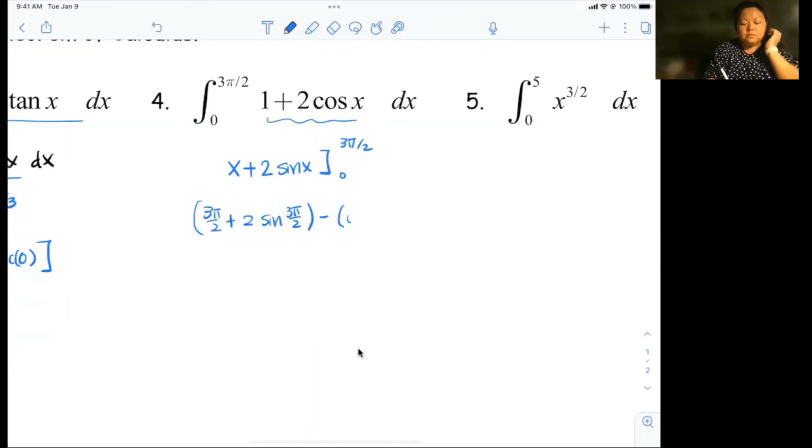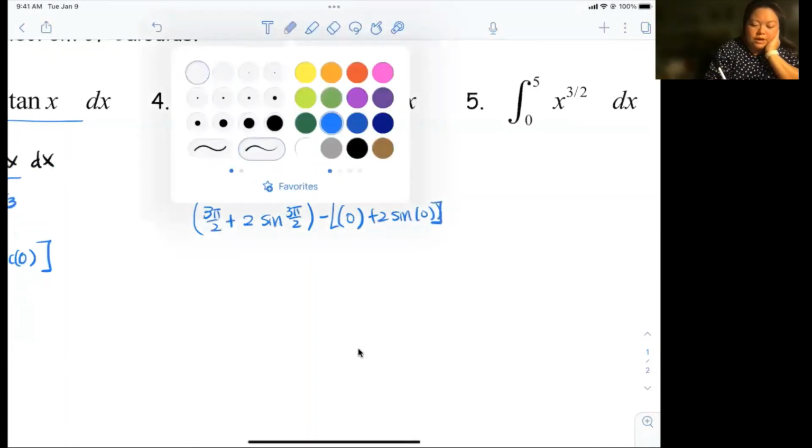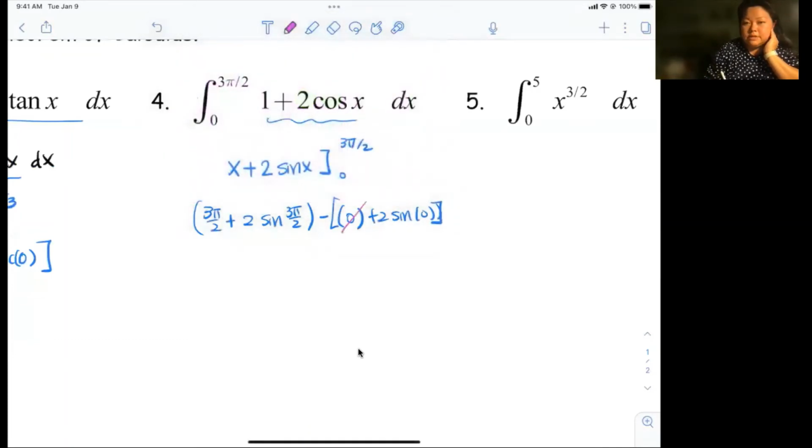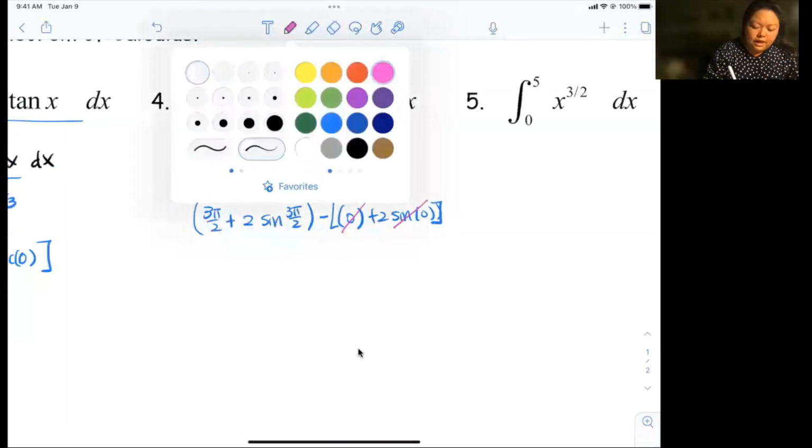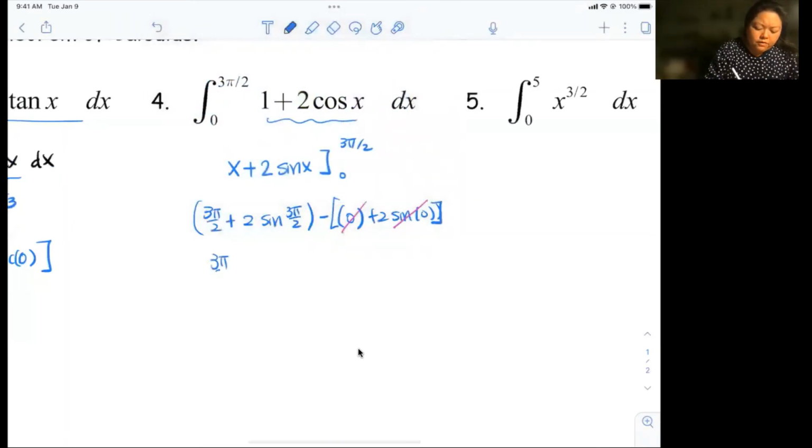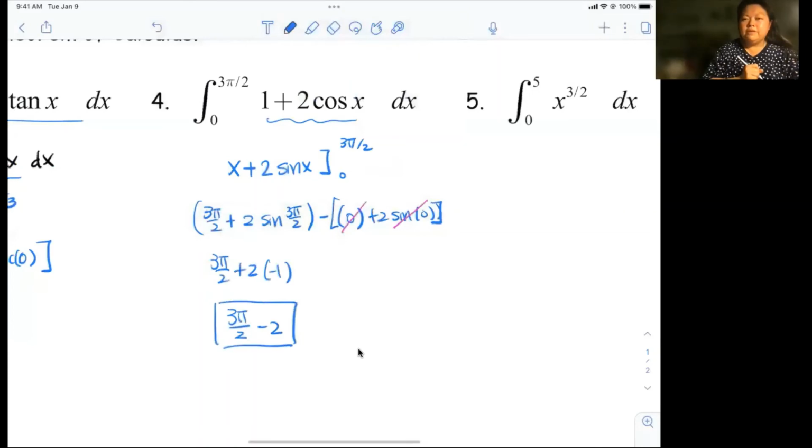Minus 0 plus 2 sine of 0. All right, so we got lucky because 0 is gone, sine of 0 is gone, so those are gone. And so if we clean this up, we get 3 pi over 2 plus 2 sine of 3 pi over 2, which is negative 1, so my final answer is really 3 pi over 2 minus 2. That's my final answer.